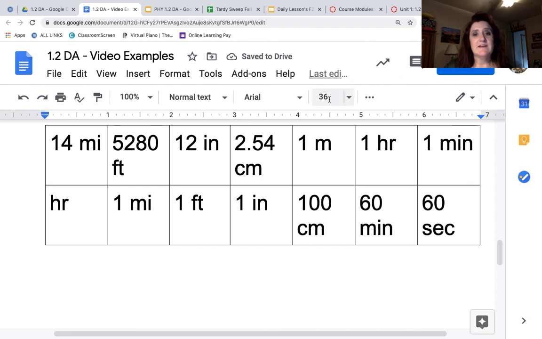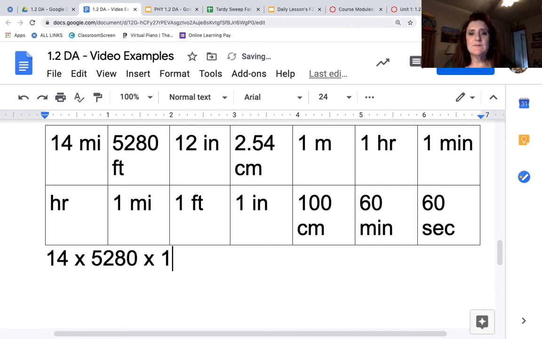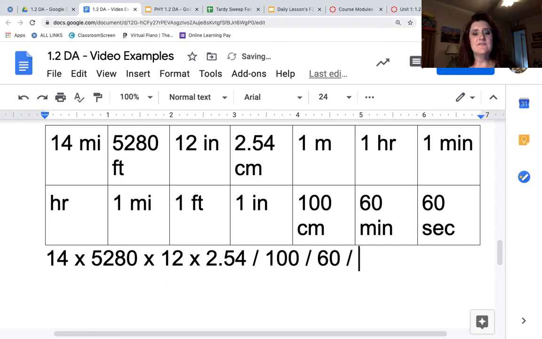Then mathematically, you multiply across the top and divide across the bottom. Now it is vital that you get this correct. 14 times 5,280 times 12 times 2.54. Then the rest of the top is ones. We don't care about multiplying by ones. The bottom starts with ones. We don't care about those either. Then you're going to divide, and this is all one step in the calculator. Divide by 100, divide by 60, divide by 60.